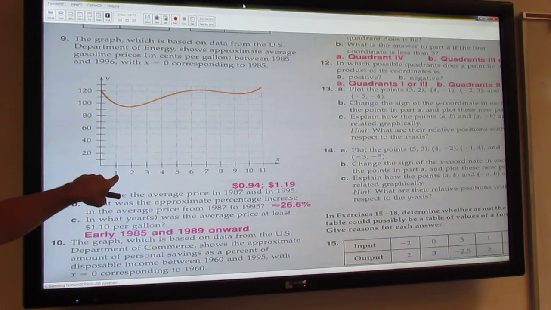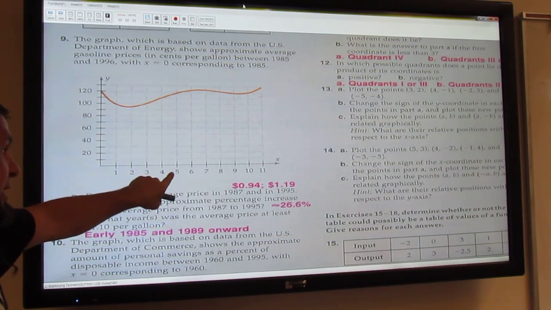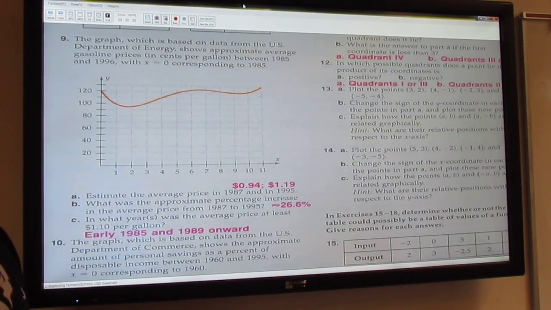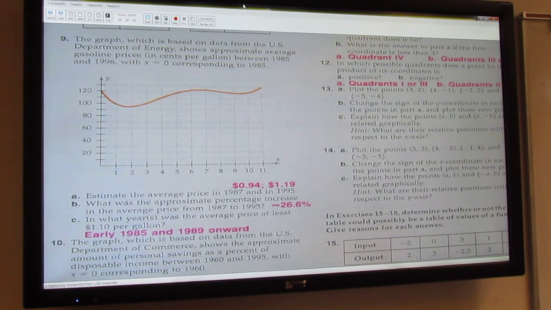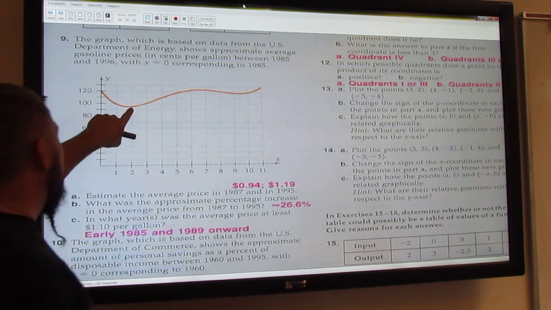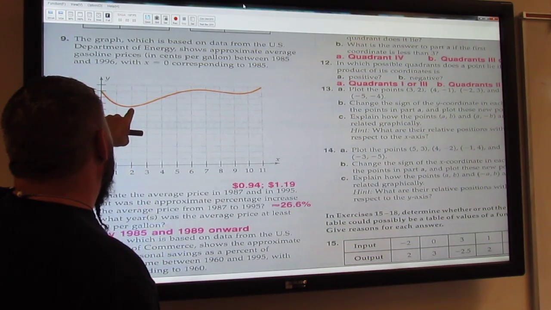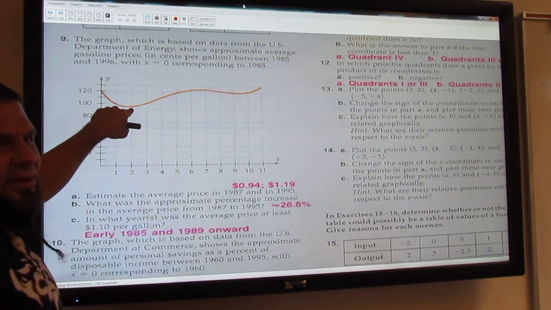Are you watching? Guys, 86, 87, 88, 89, 90. So it's always 85 plus the number for the x. Okay, and then they want to know, estimate the average price in 1987. So 87 minus 85 would be 2, right? So that would be here. And we go look up here, and that's like 94 cents is what they're looking for.